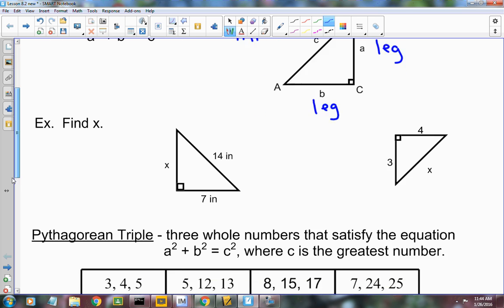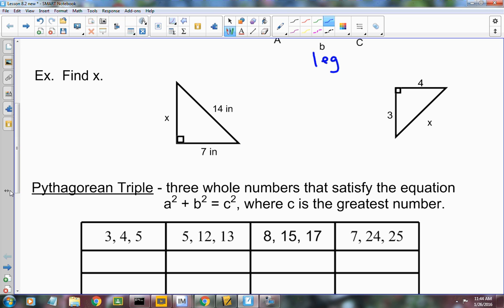Okay, so let's work a couple of examples. In this triangle here, we have a right triangle. We know two sides of it, and we're looking for the third side. So we're going to use the Pythagorean theorem. So we're going to do x squared plus 7 squared equals 14 squared. And so we have x squared plus 49 equals 196. Subtract 49 from both sides, and we get 147.